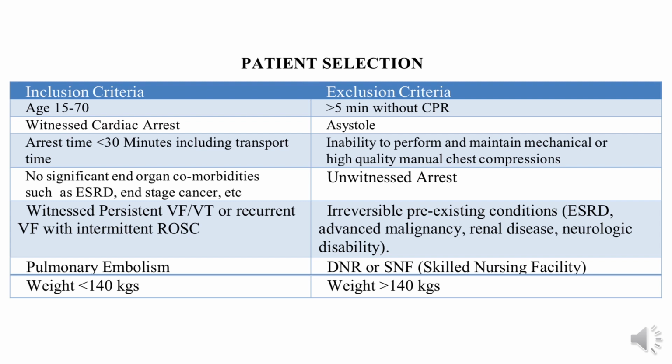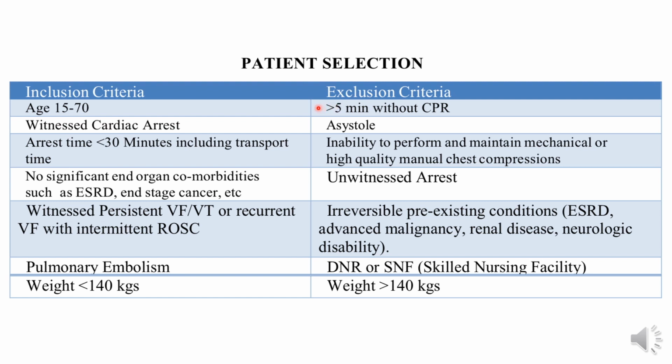No significant end-organ comorbidities such as end-stage renal disease, end-stage cancer, etc. Witnessed persistent VF or VT or recurrent VF with intermittent ROSC. So basically we're talking about VF or VT that doesn't want to go away. Either you shock it and it doesn't respond whatsoever, or they keep going back into ventricular dysrhythmia. Pulmonary embolism is in the inclusion criteria, and then a weight less than 140 kilos, which roughly translates into 300 pounds. Okay? So those are all the things that have to be there for the inclusion criteria.